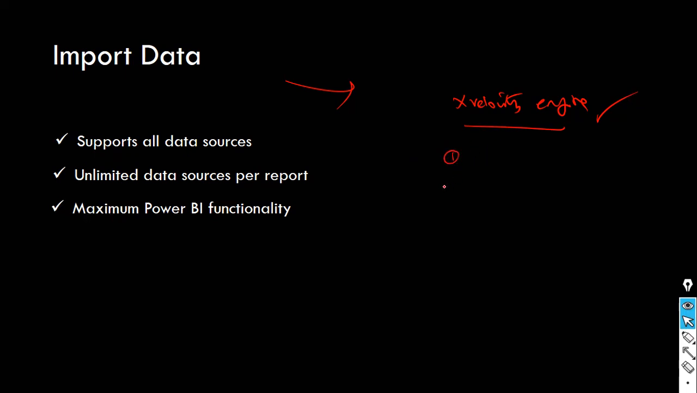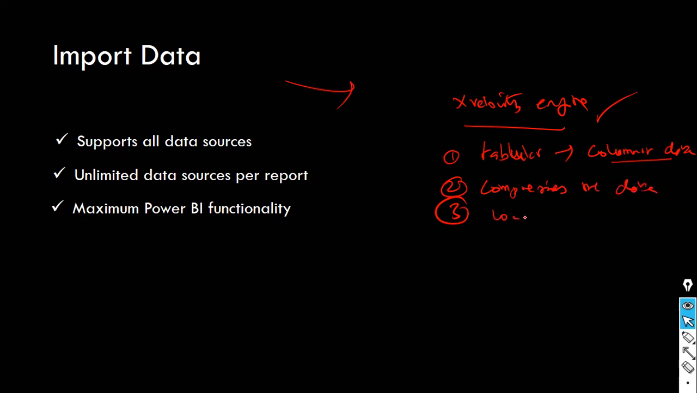What it does is it performs 3 tasks. It converts your Excel or CSV data. Excel is kind of tabular data, right? It converts your tabular data into columnar data. And the other one is, after it converts this tabular into columnar data, it compresses the data. It's kind of zipping the file. And the third step is it loads the compressed data in memory.